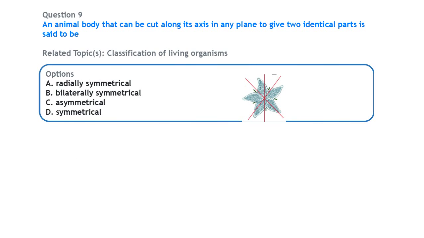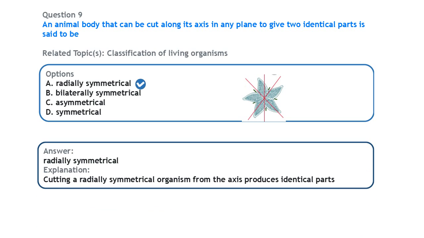Next, on classification, an animal body that can be cut along its axis in any plane to give two identical parts is said to be radially symmetrical. So cutting a radially symmetrical organism along its axis in any plane would produce identical parts.